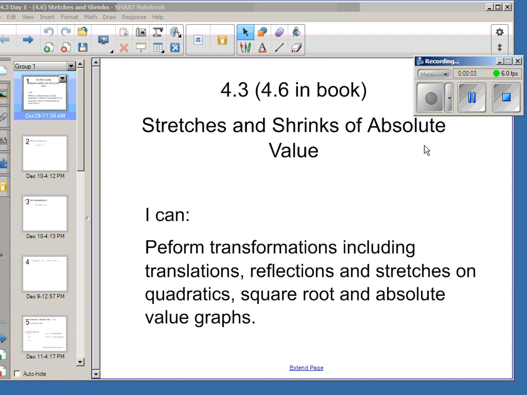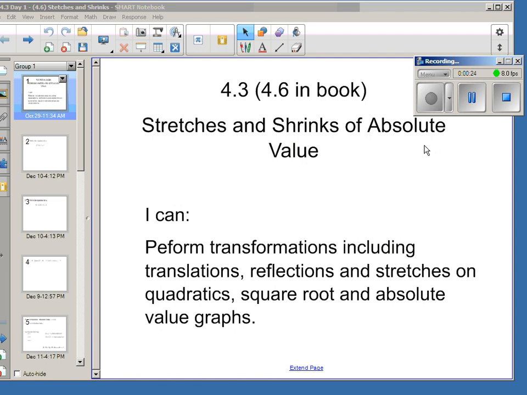Welcome. Today we're doing section 4.3, which is section 4.6 actually in your book, but for us it's 4.3. It deals with stretches and shrinks of the absolute value function. So our I can statement for today is I can perform transformations including translations, reflections, and stretches on quadratics, square root, and absolute value graphs.